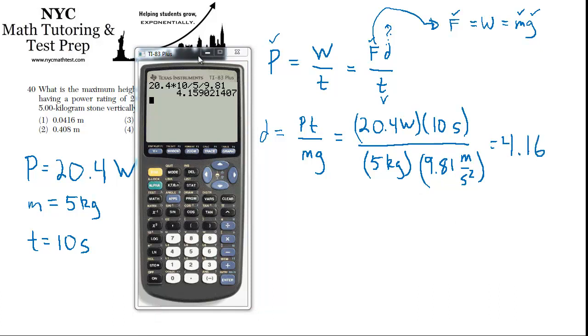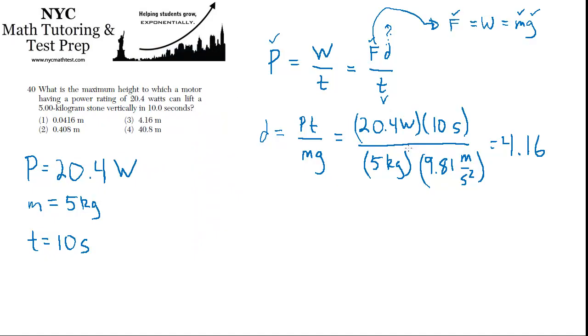And what are the units? The units are, we have watts times seconds. So what is a watt? A watt is a joule per second, right? So that's times seconds. So the seconds is going to go away, and we'll just be left with joules in the numerator. And then the denominator is kilogram meters per second squared. Well, kilogram meters per second squared altogether is a newton. So now we have joules over newtons.